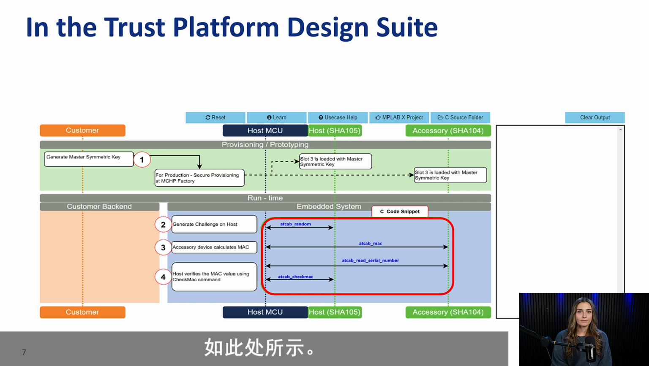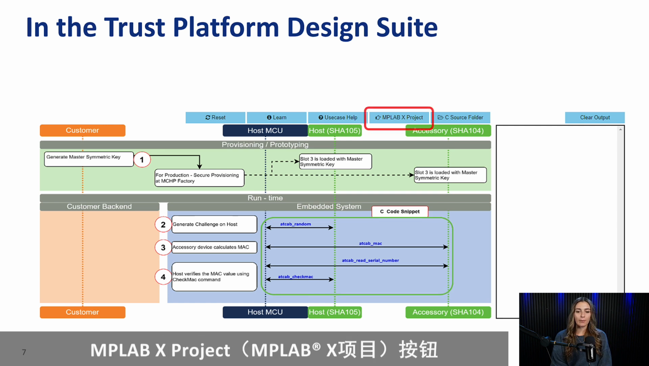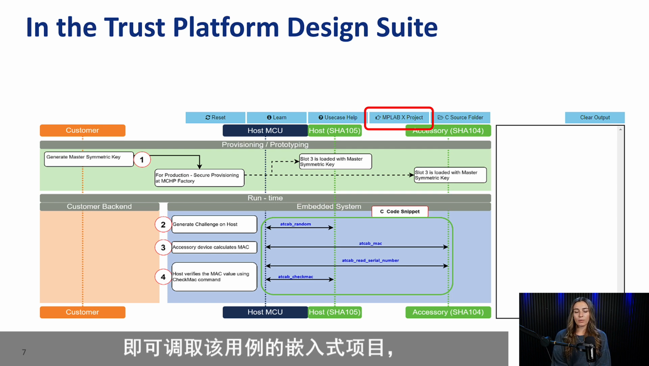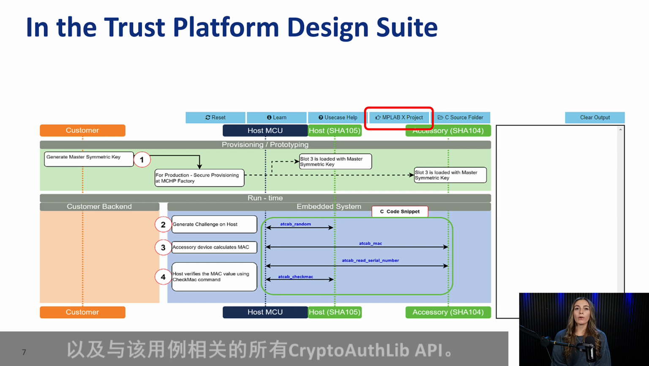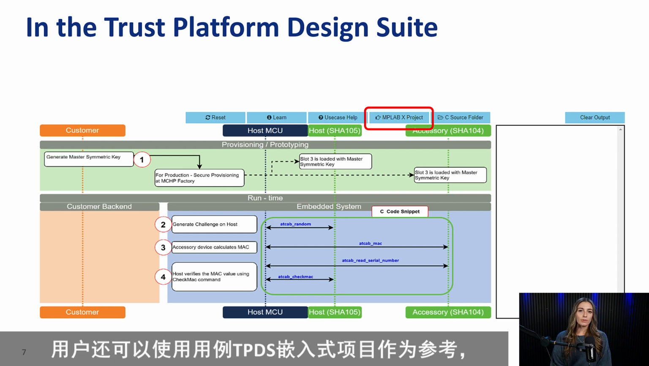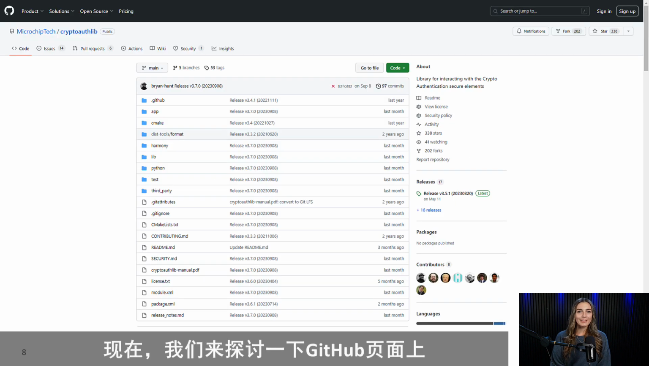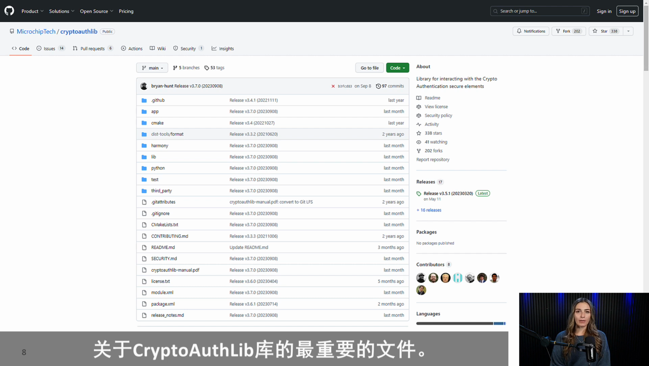Upon completing the transaction diagram, developers can simply click on the MPLAB X project button, and the embedded project for this use case will be pulled up with all the CryptoAuthLib APIs associated with the use case. Users can also use TPDS use case embedded projects as a reference for how to construct and implement the CryptoAuthLib APIs. Now let's explore the most important files on the GitHub page for the CryptoAuthLib library.